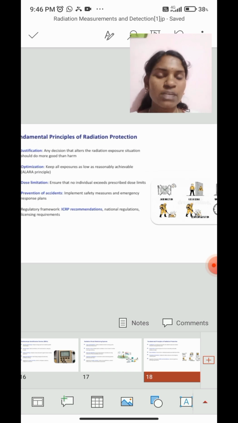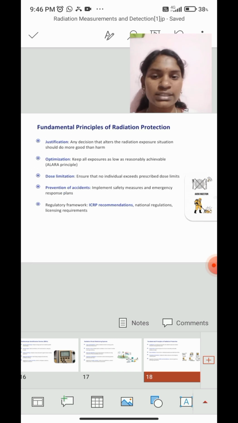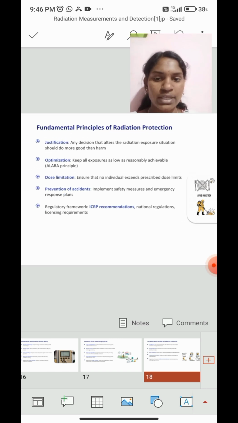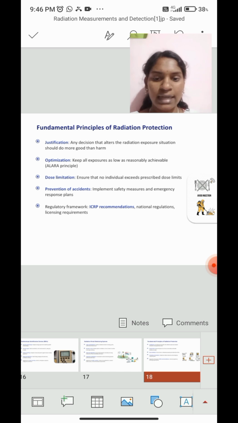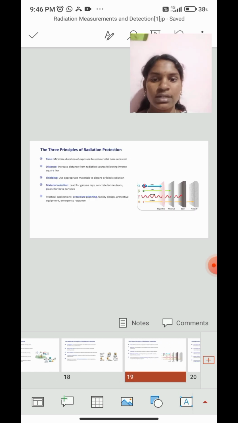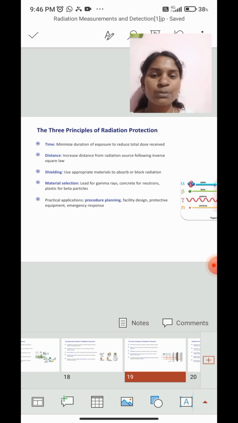Then the fundamental principles of radiation protection: justification, optimization using the ALARA principle, dose limitation, prevention of accidents, and the regulatory framework, that is ICRP recommendations. Then the three principles of radiation protection: time, distance, and shielding, with material selection and procedure planning.